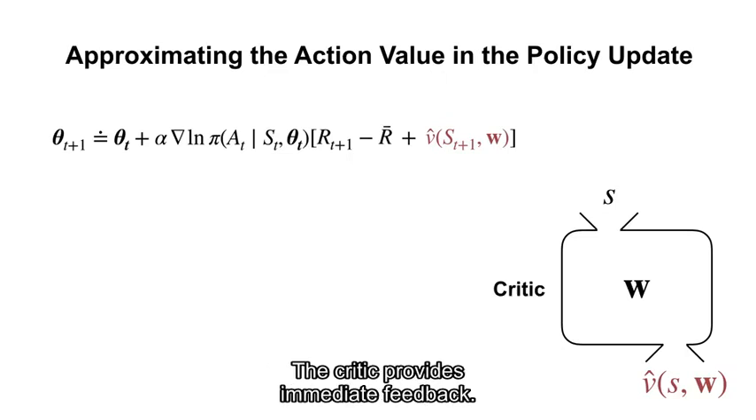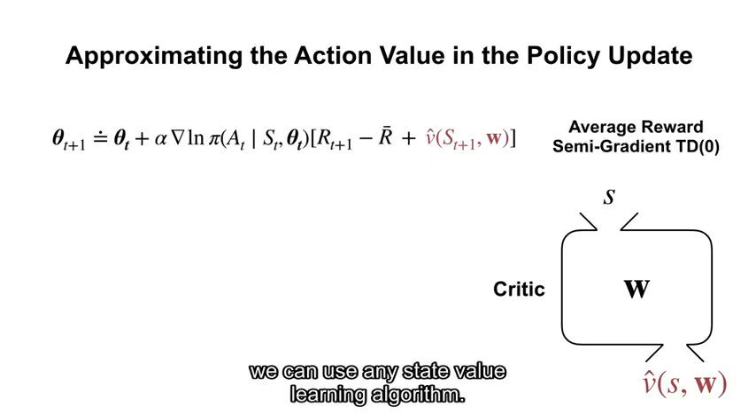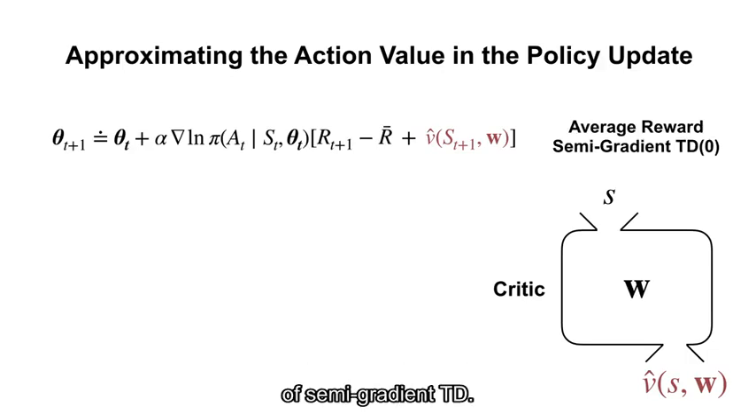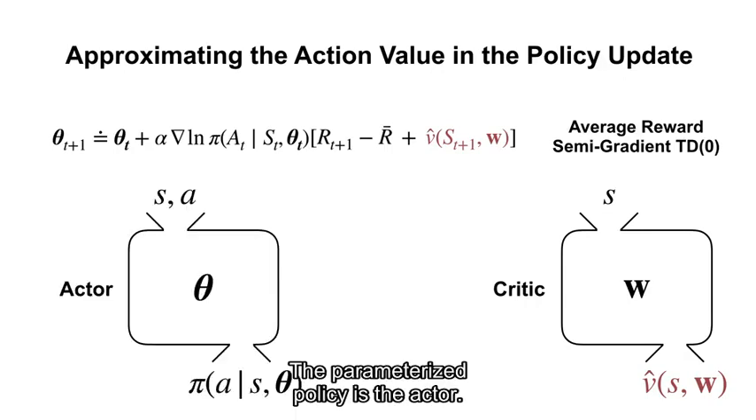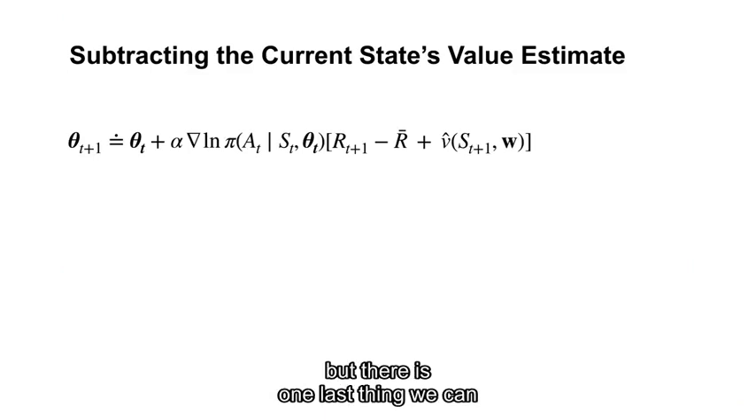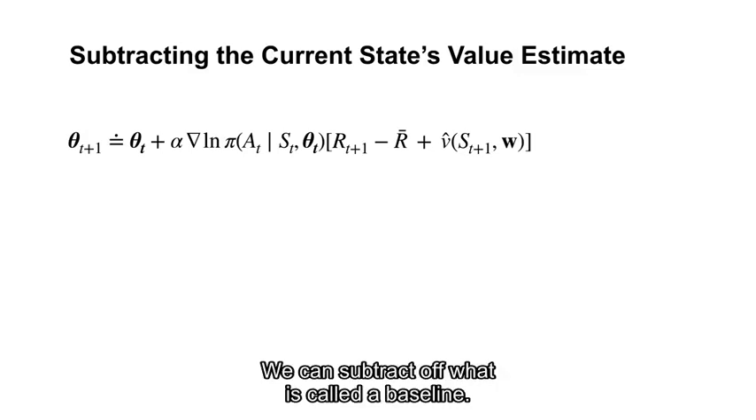The critic provides immediate feedback. To train the critic, we can use any state value learning algorithm. We will use the average reward version of semi-gradient TD. The parameterized policy is the actor. It uses the policy gradient update shown here. We could use this form of the update, but there is one last thing we can do to improve the algorithm. We can subtract off what is called a baseline.